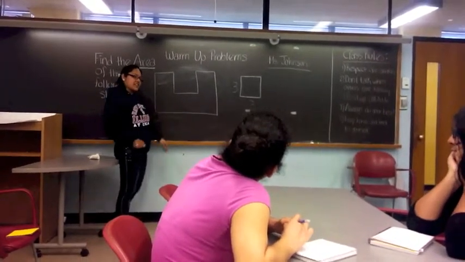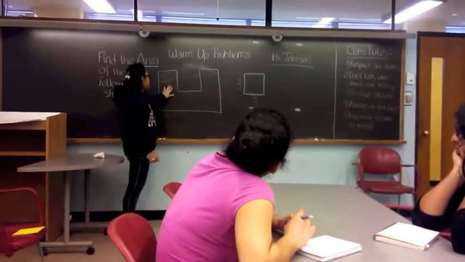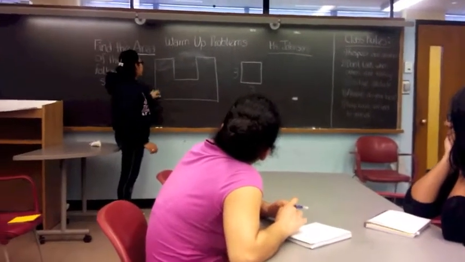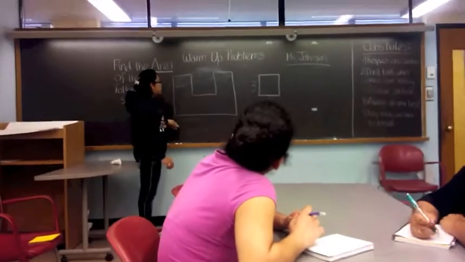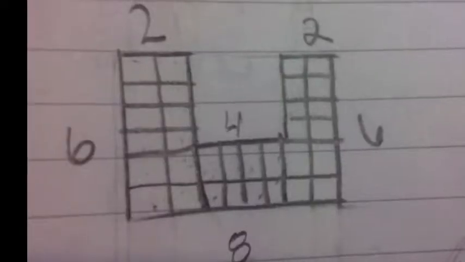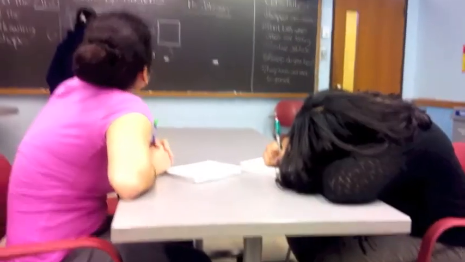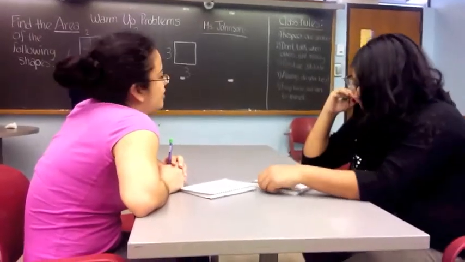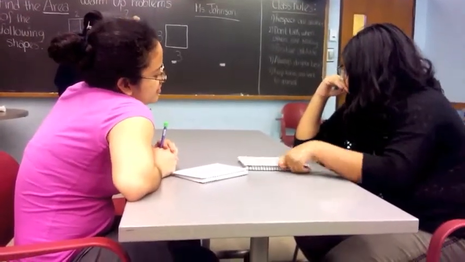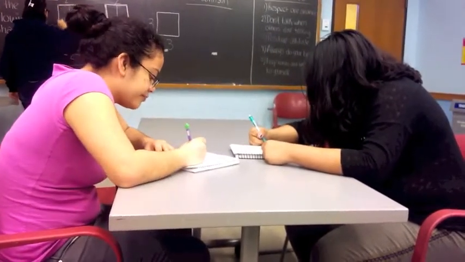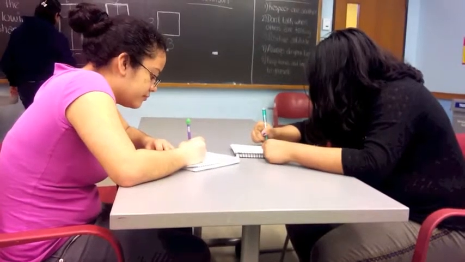How would we find the area of that? Okay, good question. So I will put some dimensions in this shape, and we will work together to find it. Should we count them? That's the easiest, I think. 1, 2, 3, 4, 5, 6, 7, 8, 12.